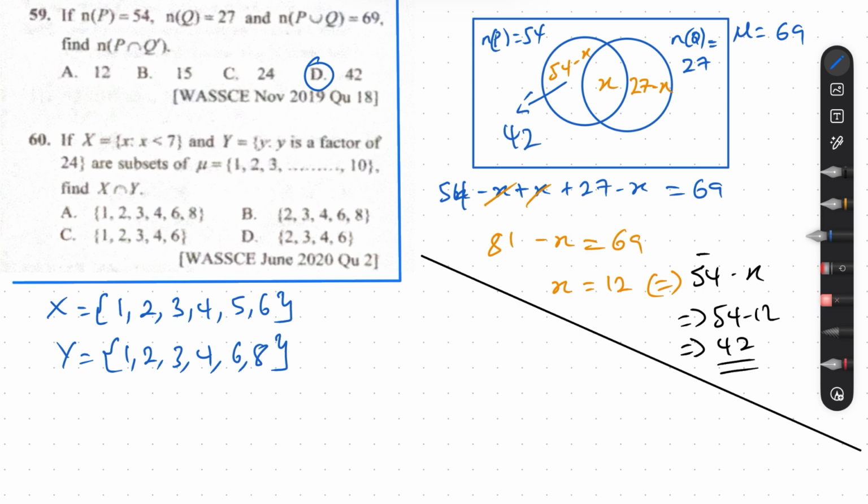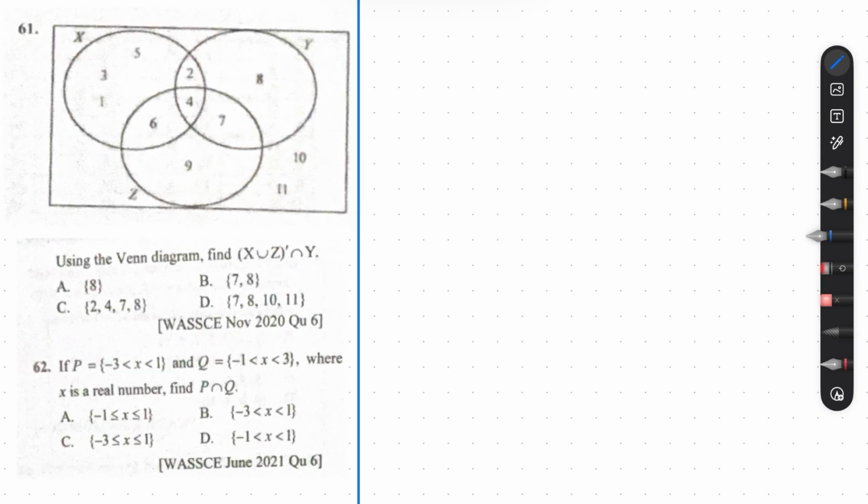So x intersection y is equal to the set 1, 2, 3, 4, 6. Okay, so that is our answer. Cool. Let's move on to, okay, we have the option there. Yeah, we have it, which is C. Okay, we have C is the answer. Cool. Let's move on to question number 61.